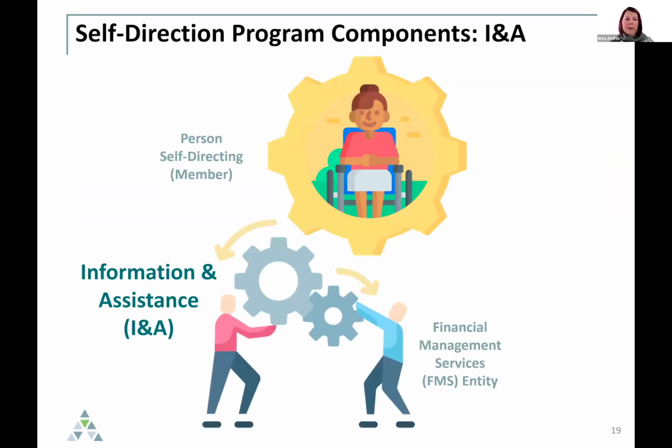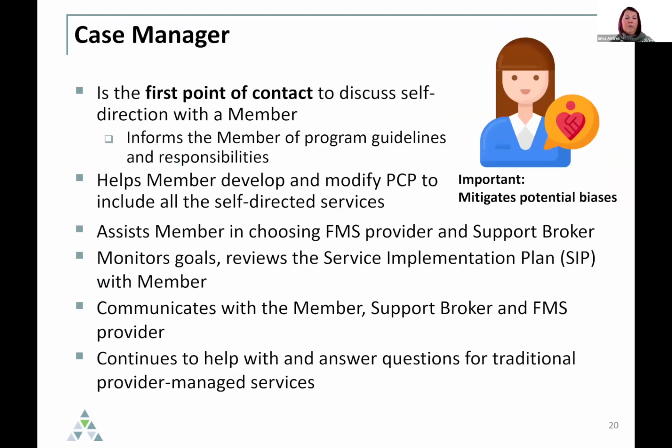Now we're going to move on to the second component of self-direction, which is commonly called information and assistance, which is just a fancy term for the people who help you do the actual act of self-directing. So the first person who would be considered an information and assistance provider for you is your case manager. This is your first point of contact to discuss self-direction with a member. This is a person who you've either probably already talked to about self-direction, or after this video, if you want to get into self-direction, that's who you would talk to.